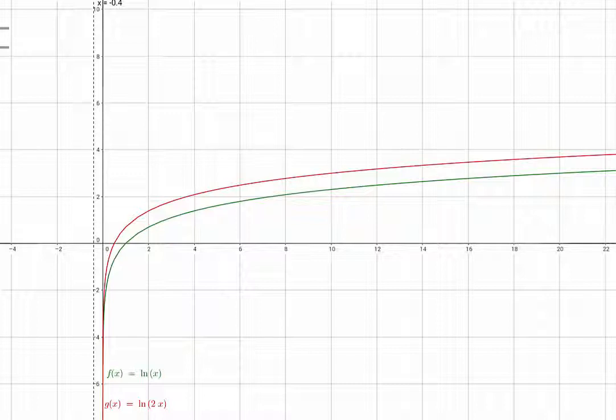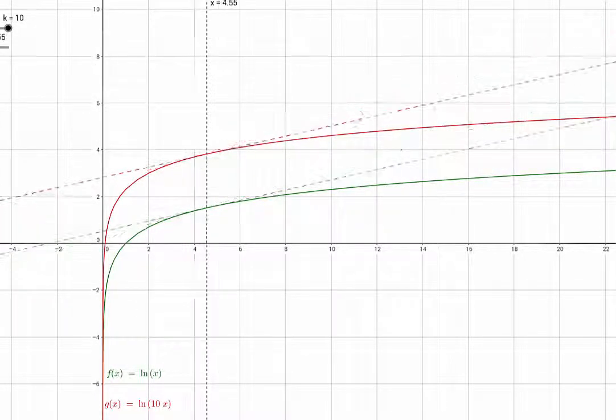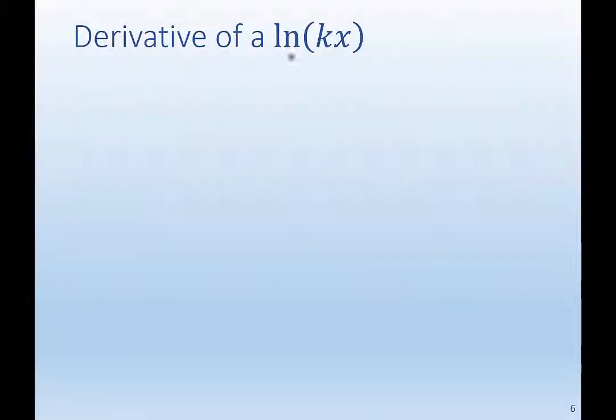We can change our two functions. Here we'll make the second function natural log of 10x, and once again we can see that the tangent lines are parallel. Normally we would view the natural log of kx function as a dilation of the natural log of x function by a factor of 1 on k in the x direction.